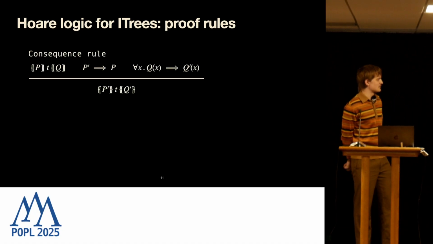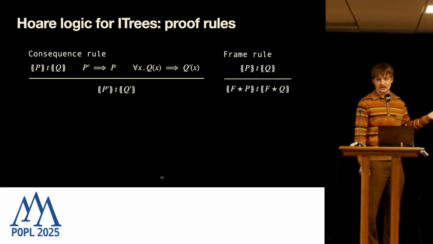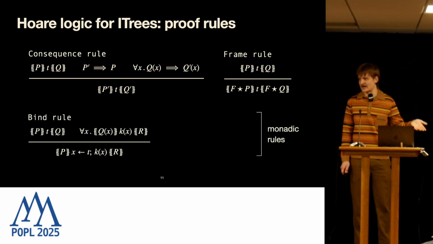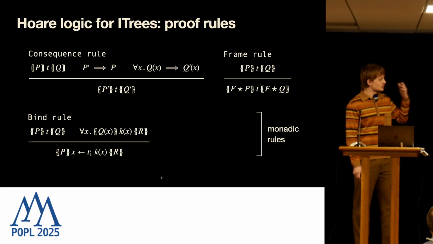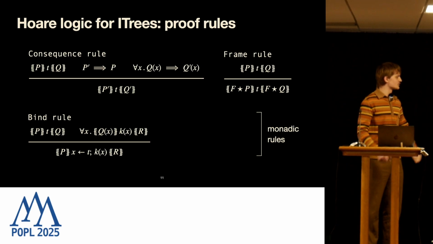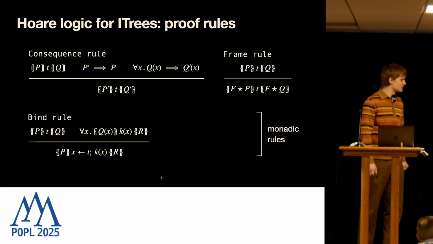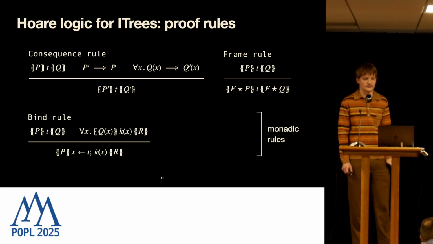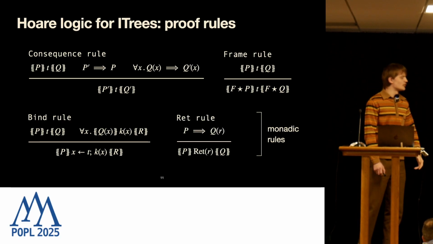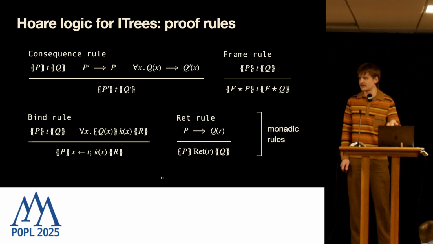The first one is a familiar rule. It's a consequence rule, well known from Hoare logic. Furthermore, we're actually working in a separation logic, and we get a frame rule for free. Then there are certain rules that pertain to the monadic structure of I-trees. I-trees are a monad. What that means concretely is that you can sequence computations. If you sequence two computations together in the I-trees, then in order to prove the Hoare triple for such a sequenced computation, all you have to do is prove the Hoare triple for the first computation and then the second computation. And this idea is exactly captured by the spine rule. Furthermore, there's a rule that says exactly what you have to do in order to prove the Hoare triple for an I-tree that just immediately returns a value.